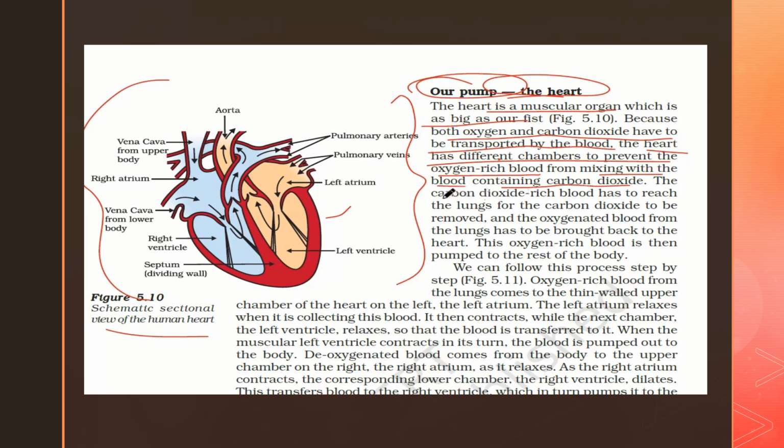So the carbon dioxide-rich blood has to reach the lungs so that it can be removed from the body. The oxygen-rich blood from the lungs has to be brought back to the heart, because oxygen-rich blood is pumped to the rest of the body. So carbon dioxide-rich blood is pumped to the lungs so that it can be expelled out of the body, and oxygen-rich blood is pumped into the heart so that it can be pumped to the rest of the body. So this is what is happening in the heart.